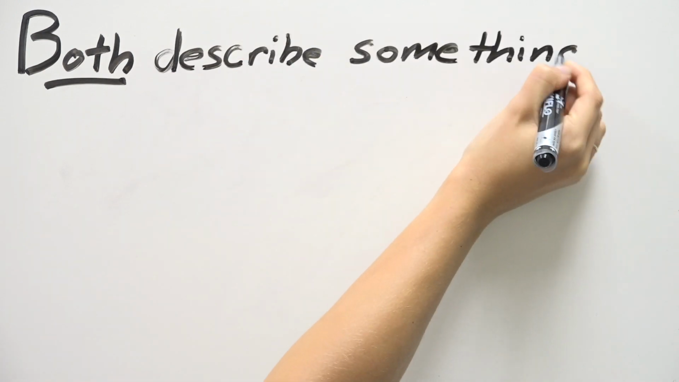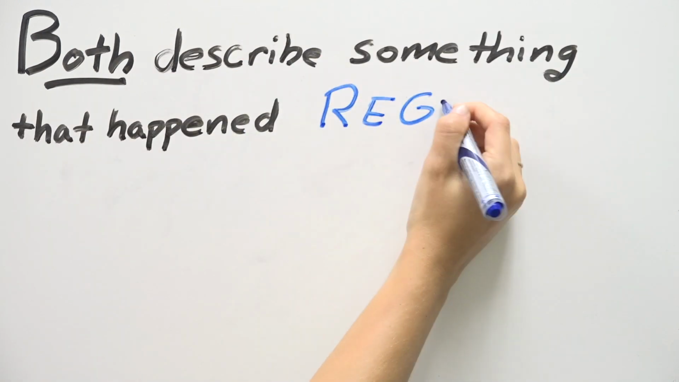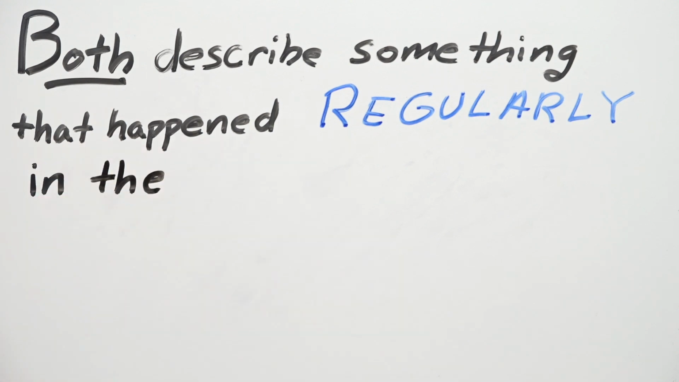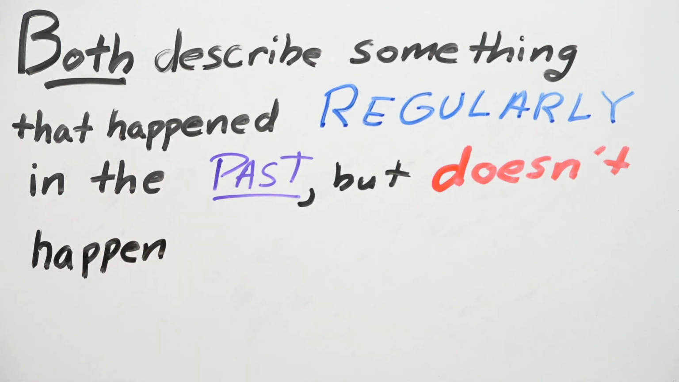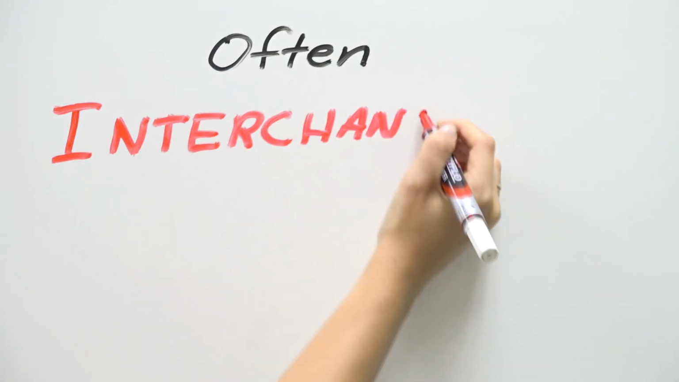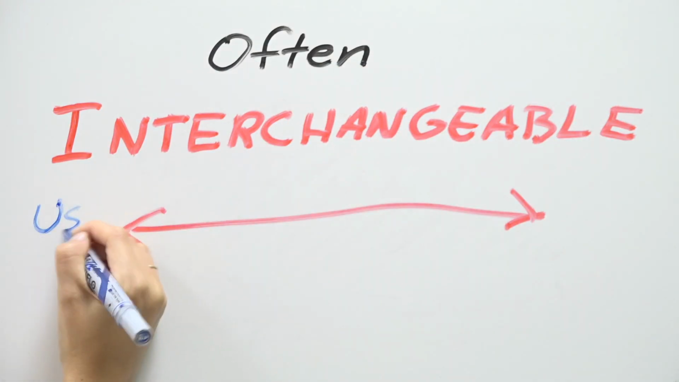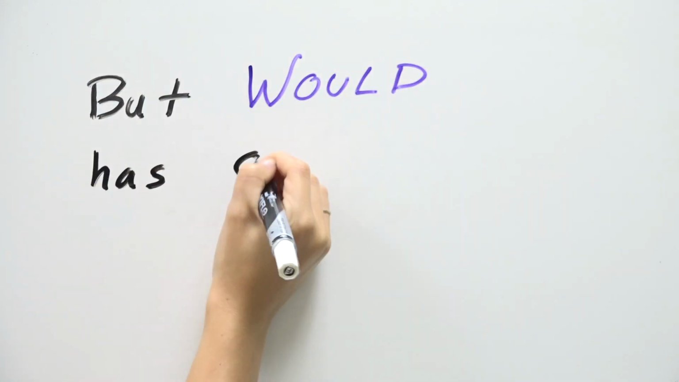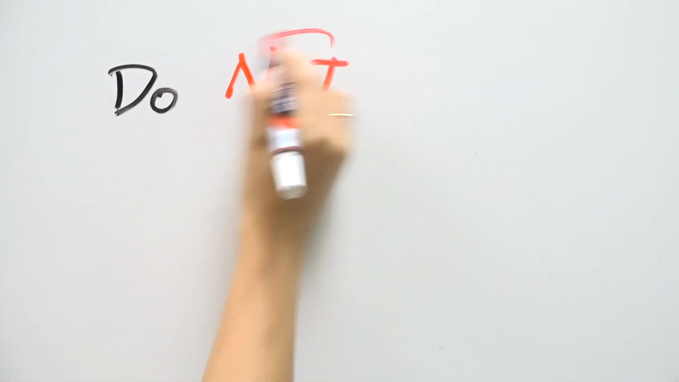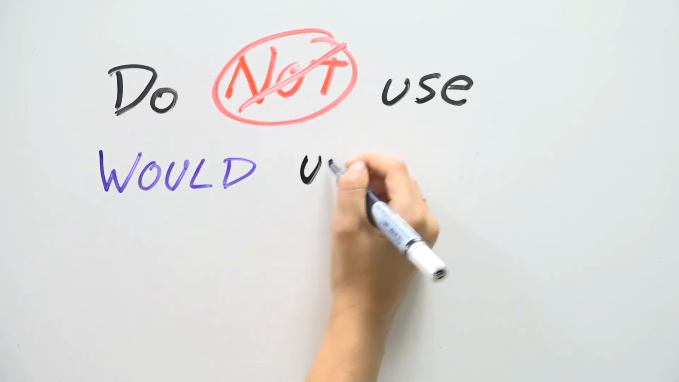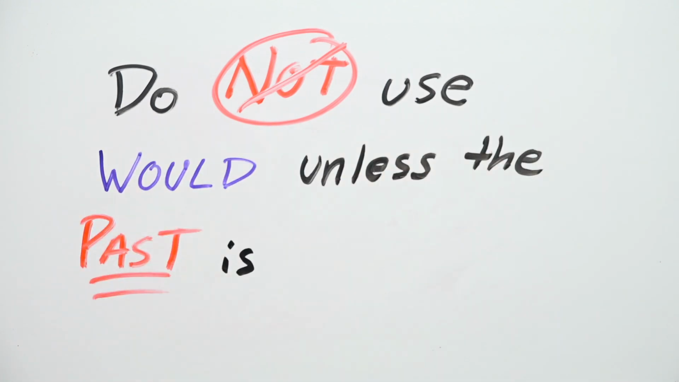Used to versus would. Both describe something that happened regularly in the past, but doesn't happen anymore, also known as past habits. Often they are interchangeable, but would has a few rules that help us tell it apart. The first rule is do not use would unless the past has already been established.